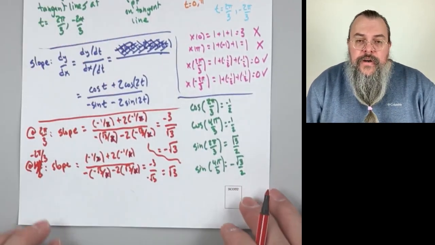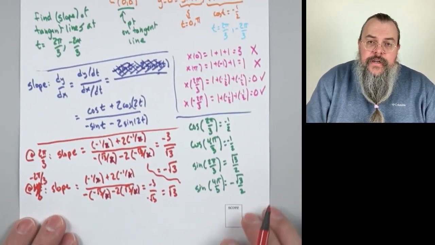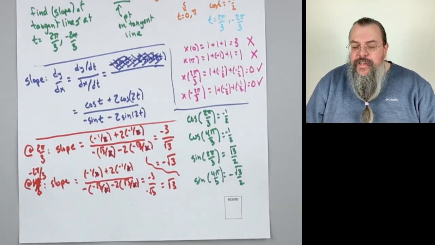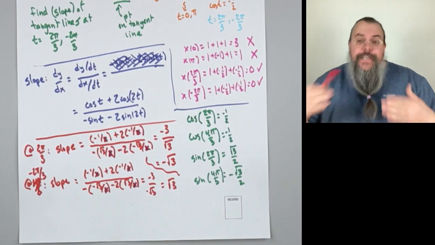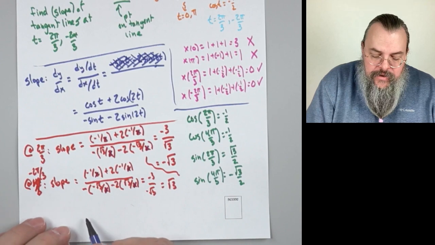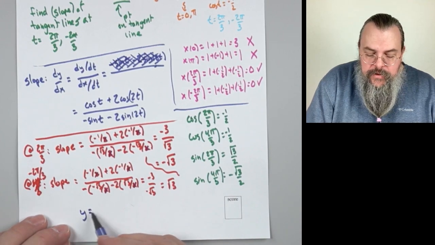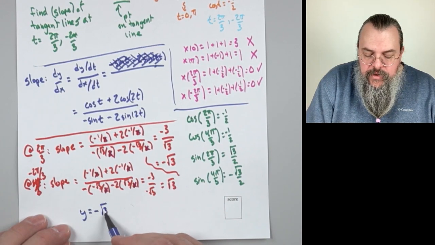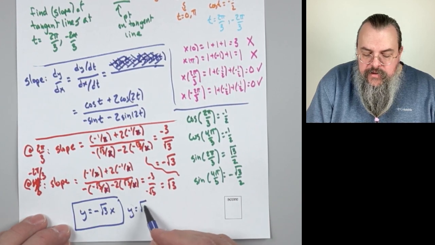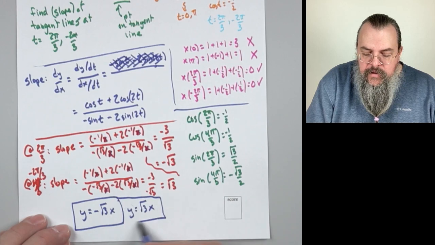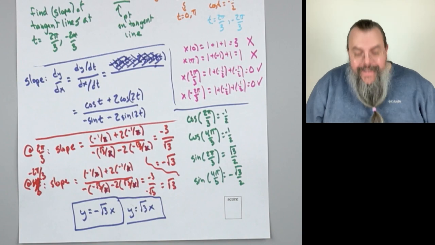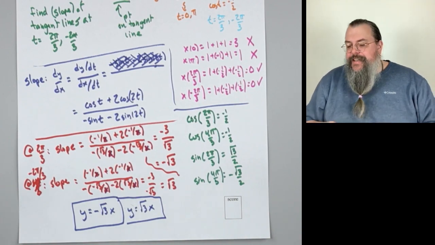Well, we know our point is 0, 0, and so our lines have the form y equals some constant x, the constant being the slope, and so our answers are y equals minus square root of 3 x and y equals positive square root of 3 x using our slopes. And that's it. Wow, that's the answer.